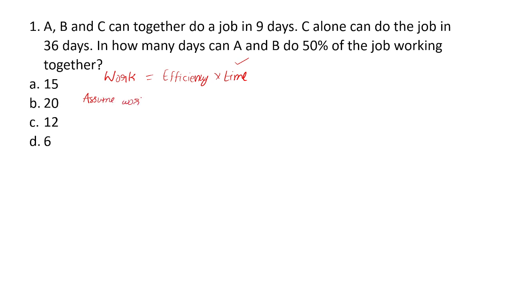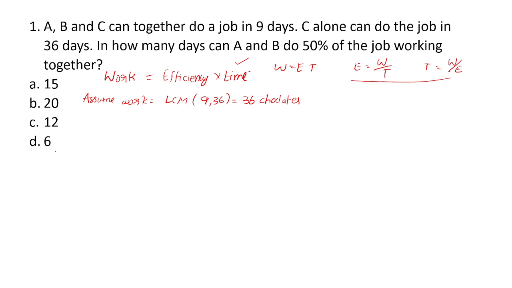So how? I'm going to take the LCM of the given days, which are 9 and 36. What is the LCM of 9 and 36? 36 is a multiple of 9, so I can say straight away 36 is my LCM. So consider that eating 36 chocolates is the work. Here work equals efficiency into time. So guys, if I want efficiency, I divide work by time, or if I want time, I divide work by efficiency. These are the things you need to remember.